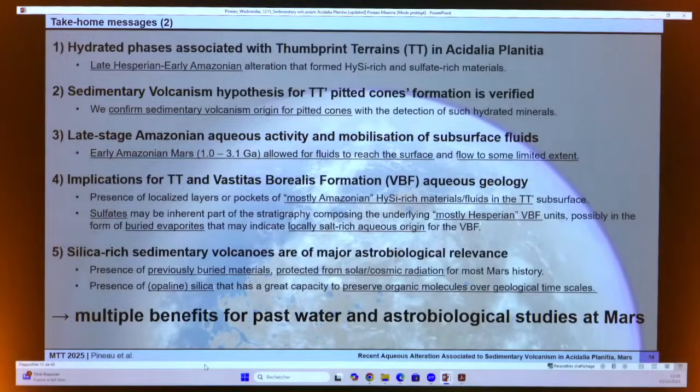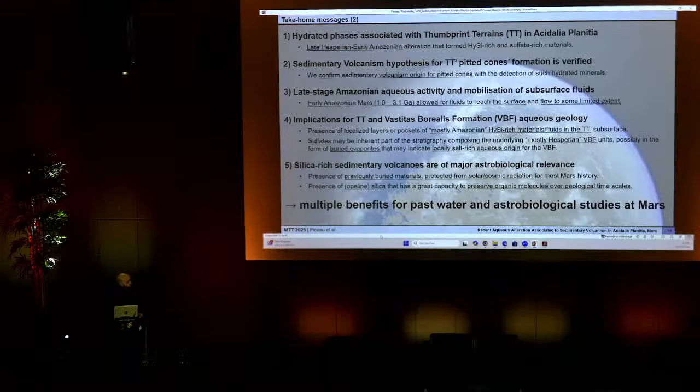So here's my final slide, the take-home messages. We have highlighted the presence of hydrated phases in the pitted terrains in Acidalia Planitia, so silica and sulfates. And this is another indication that we had late-stage, early Amazonian aqueous activity in the northern plains of Mars.